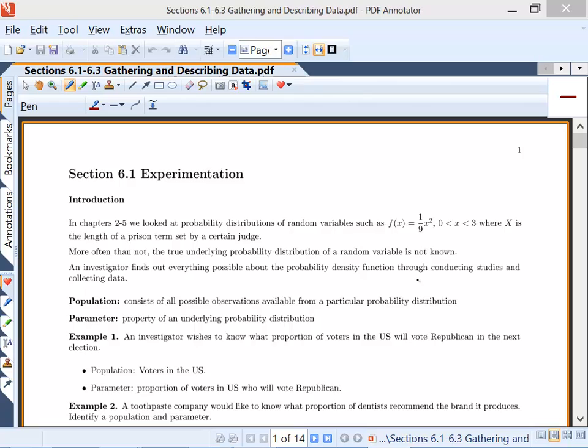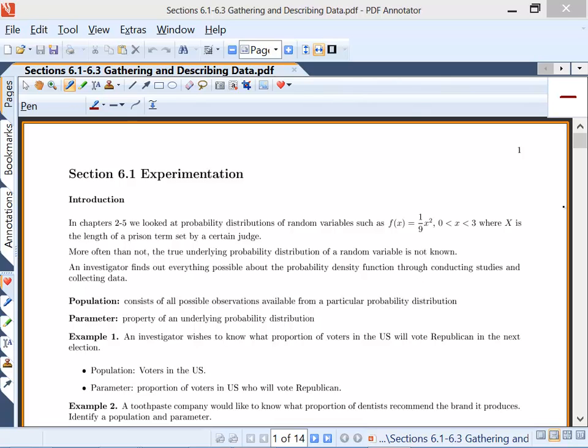We're going to define our population as all the possible observations available from a particular probability distribution. So we assume that there is some underlying probability distribution that governs everything. If we want to talk about the heights of everyone on campus, we assume there is some distribution that would describe the heights of everyone on campus. We just don't know what it is. But that would be our population: everyone on campus, and we want to look at the heights of everyone.